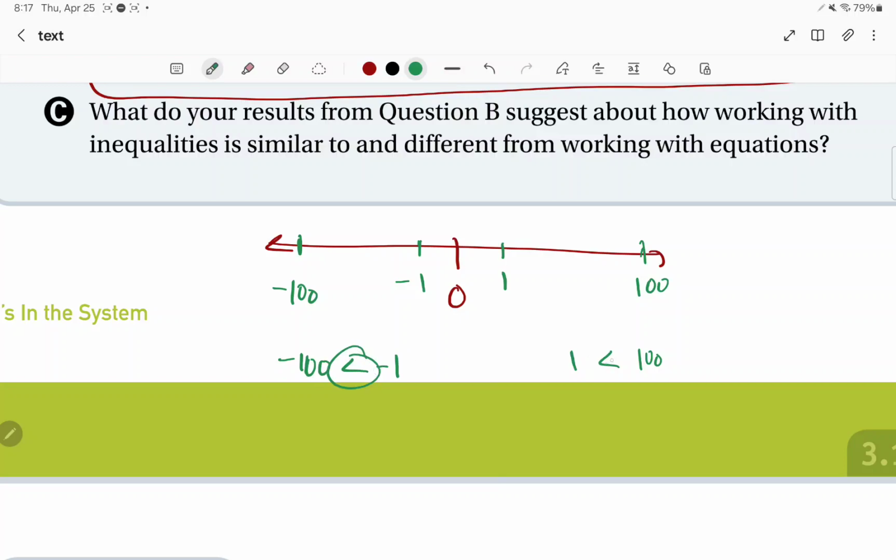And these signs are both the same, but you notice 100 is on the opposite side. Here, 100 is on the left side. Here, 100 is on the right side. So if we were to flip it, it would look like this. So you have negative 100 is less than negative 1, and then 100 is greater than 1 on the opposite side. So that's why we have to flip those inequalities.